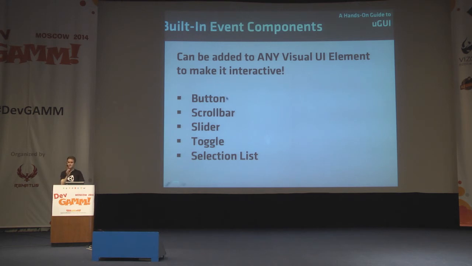So I can take my text, turn it into a button, so when I click on it, it will then do button-like things. I can take my background, turn that into a slider, and then have my text as the handle of the slider. So you can take any UI element and point them in different directions.